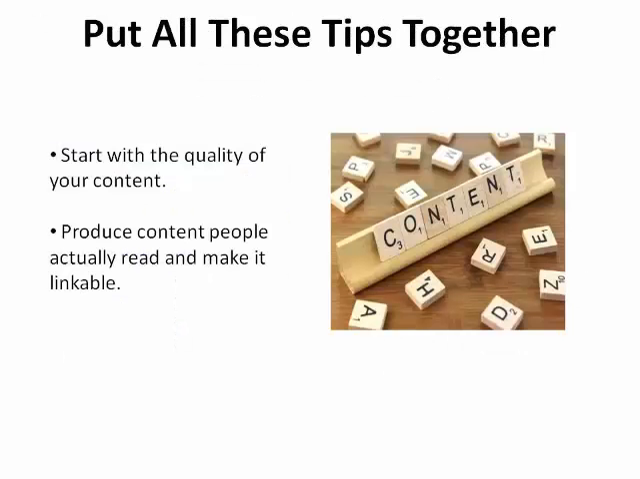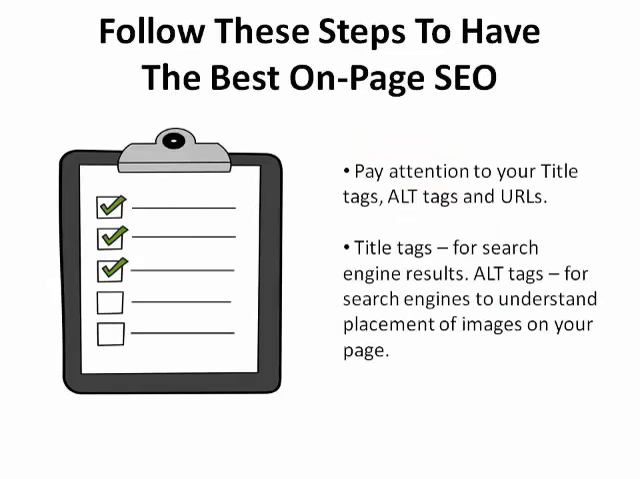Putting these simple tips together will ensure that you're always doing your best to improve on-page search engine optimization. You need to start with the quality of your content. Produce content that people will actually want to read and make it linkable. You also need to pay attention to your title tags, alt tags, and URLs. The title tag appears in search engine results, while the alt tag allows search engines to understand the placement of the images on your page.